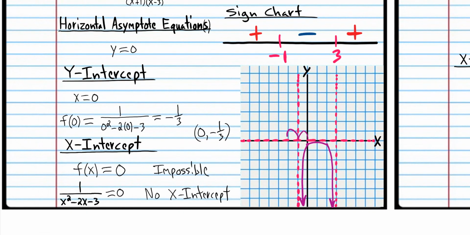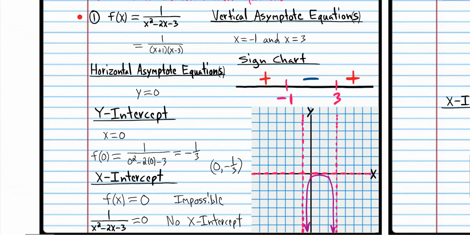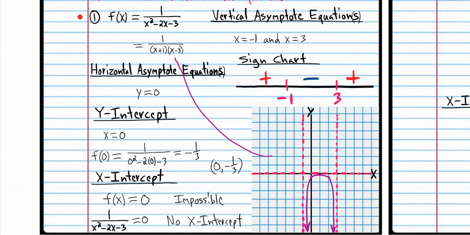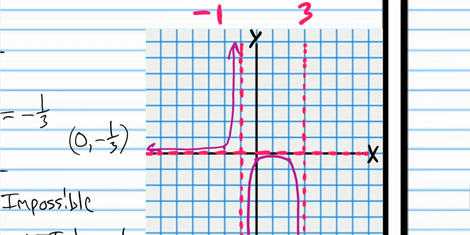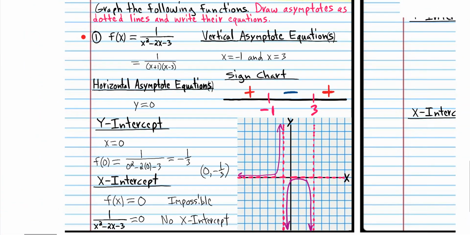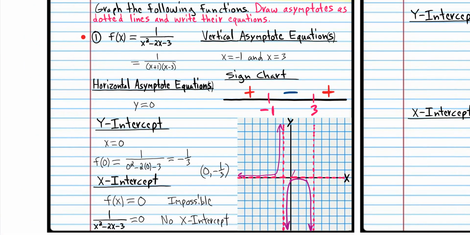Now let's plug in -2, and we get, looks like, positive 1/5. So -2, positive 1/5. You probably don't need to really find a point there. We kind of know what the graph is going to do, but it's always good to check. So now let's plug in 1, 2, 3, 4. Let's plug in 4, and we get, looks like, 1/5 again.